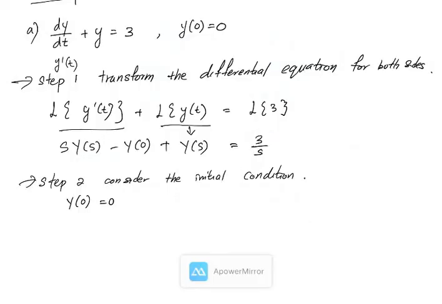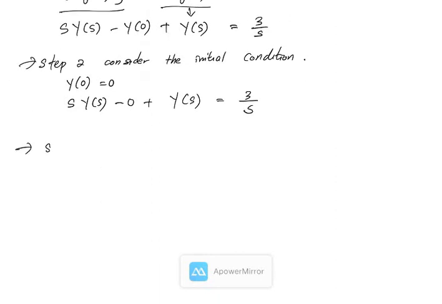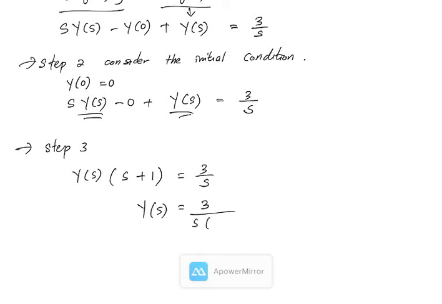The second step is to consider the initial condition y(0) equal to 0, so we substitute y(0) equal to 0 in the equation: sY(s) minus 0 plus Y(s) equal to 3 over s. Then step 3, we collect all the Y(s) terms and factor out Y(s): Y(s) times (s plus 1) equal to 3 over s. Now Y(s) is equal to 3 over s(s plus 1).